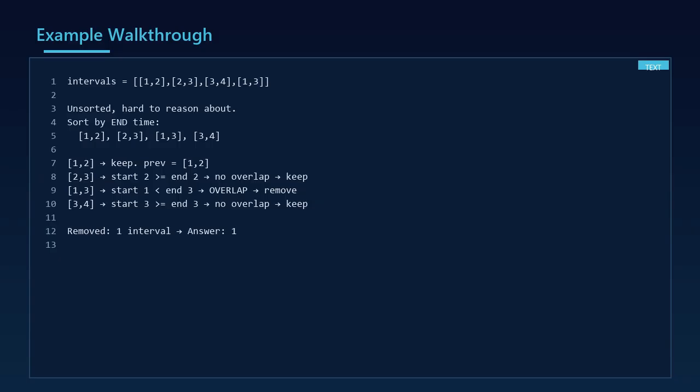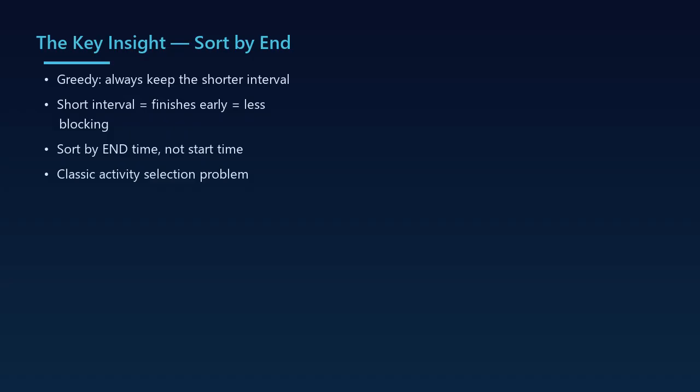Next, 1 to 3. Start is 1, previous end is 3. 1 is less than 3, overlap. Remove it. Don't update previous. Next, 3 to 4. Start is 3, previous end is 3. No overlap. Keep it. Total removed, 1. That's the answer. Here's the key insight.